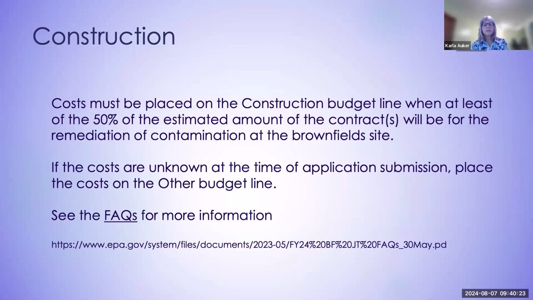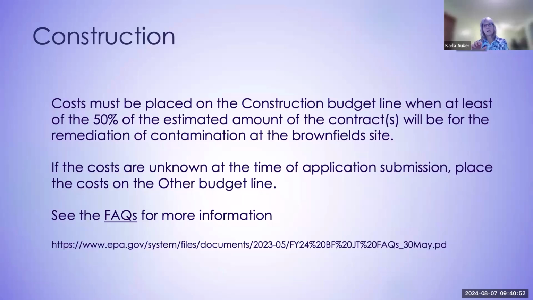It's just a reminder that because we didn't used to use the construction budget line item, if more than 50% of the costs in your budget are going to be for remediation, that needs to be put on a separate budget line item called construction. And if you're not sure, you're not going to put it under contractual. You would put that under construction.